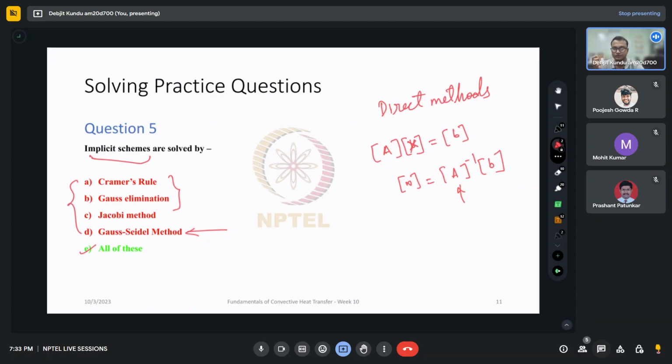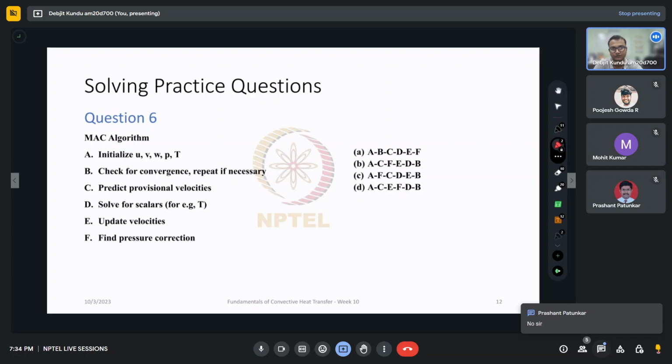It's much simpler to use an indirect method which does not involve solving for the inverse of a matrix. Rather, there are other ways to approximate the value of this x vector, the physical quantity that we are trying to solve for. Okay. Any questions on this? Okay, so we will keep moving on. We'll move on to question number 6 now.